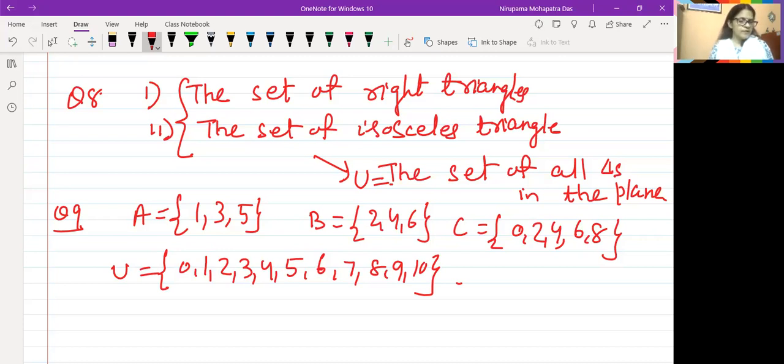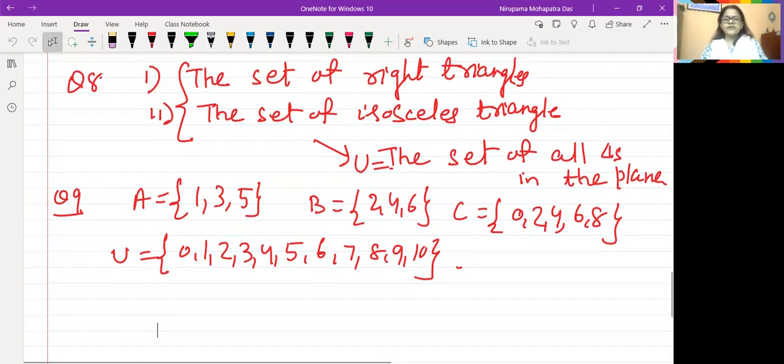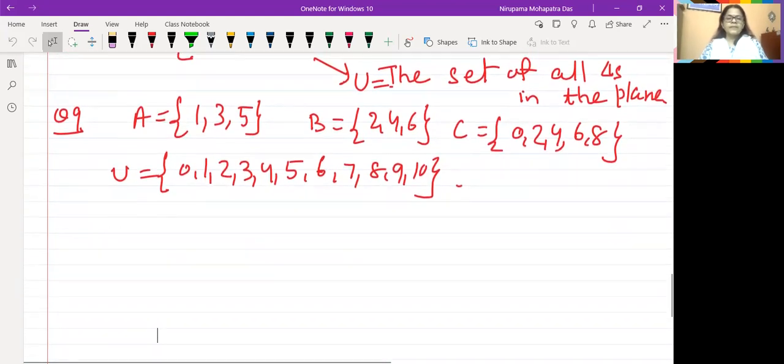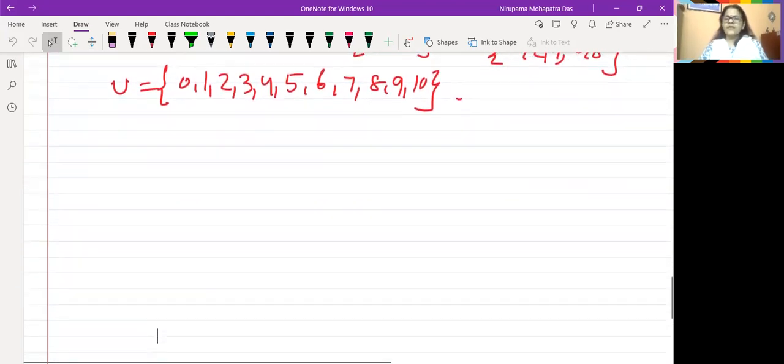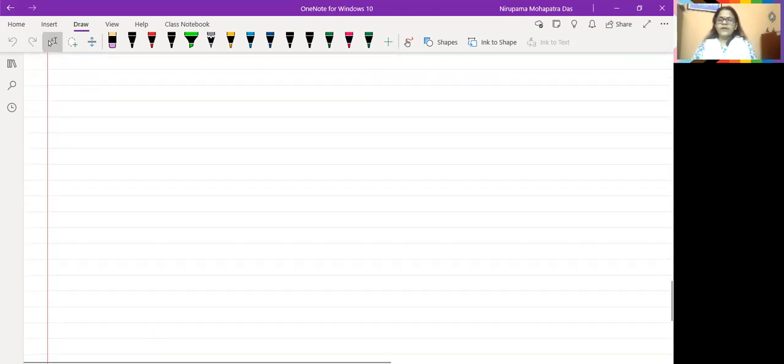We can take the first part also, 0, 1, 2, 3, 4, 5, 6, then we do not have 8 here. So that's why we cannot take it. Okay. So is it clear? I mean, what is a subset and what is a superset, and also what is a universal set?